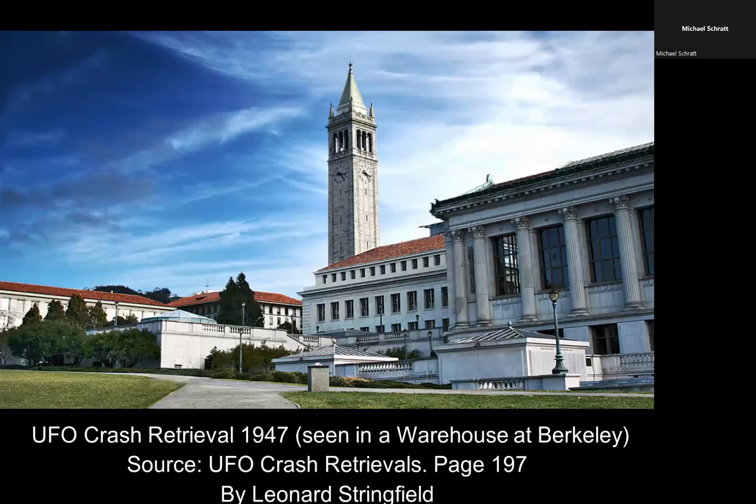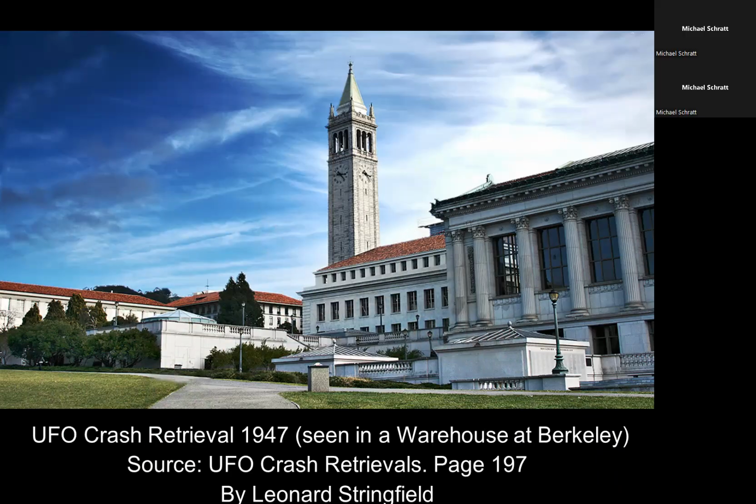This is interesting. UFO crash retrieval, 1947, seen in a warehouse at Berkeley University. Source, UFO Crash Retrievals, page 197. So let's set the scene here. You've got this white lab coat technician. He's standing in the back section of a warehouse building, and this is at Berkeley University, while this 18-wheeler tractor trailer lowboy backs itself into this facility, and he's watching all this as this craft is coming in.